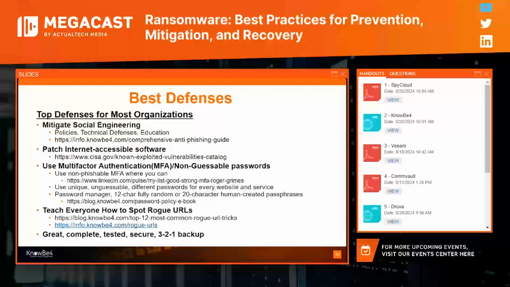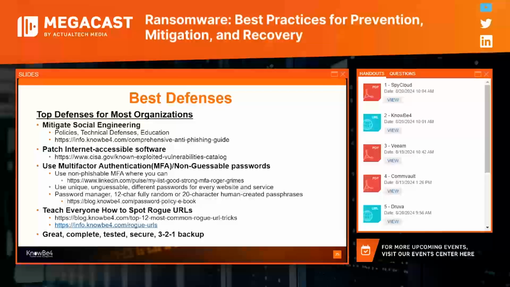Number one, do everything you can do to mitigate social engineering. Social engineering is involved in over 50% of ransomware attacks and 70–90% of all hacker and malware attacks in general. If you want to stop hacking, you want to stop malware, you want to stop ransomware, do everything you can to fight social engineering. And I have a link there for a comprehensive anti-phishing guide that you can use.